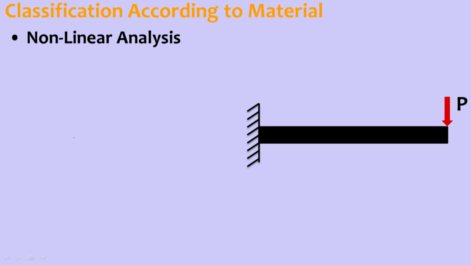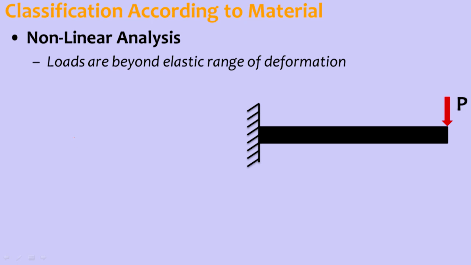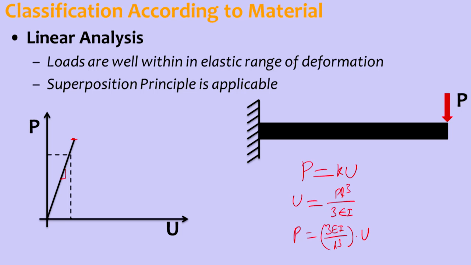This is dependent on the nonlinearity of the material. So, the same thing, a cantilever beam with a point load applied at the end. In this one, loads are beyond the elastic range of deformation. So, for example, say the deflection of the beam when some force is applied is 0.1 millimeter, and say the length of the beam, as an example, is 2 meters.